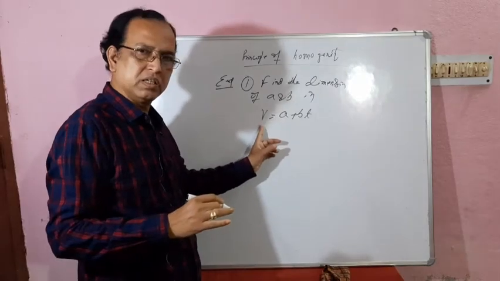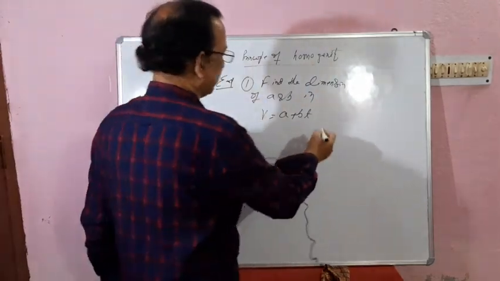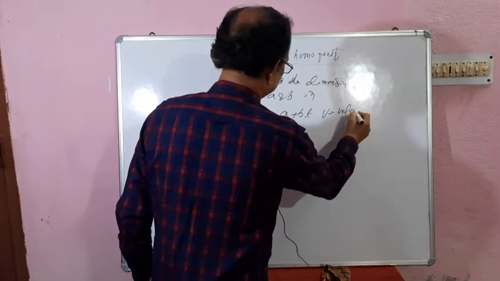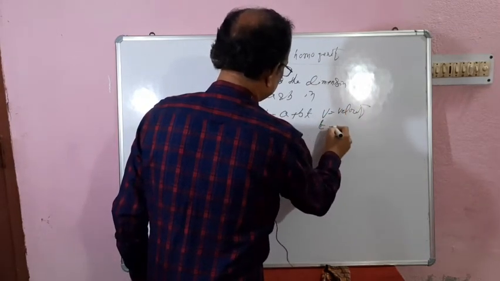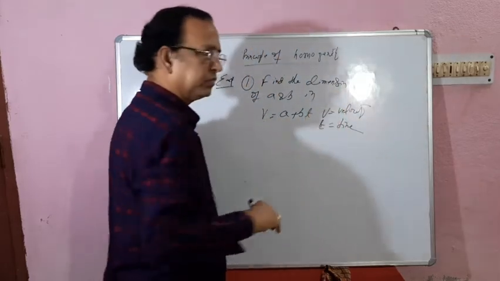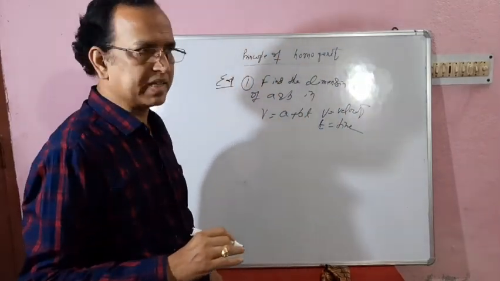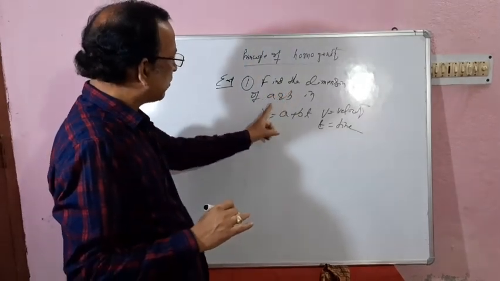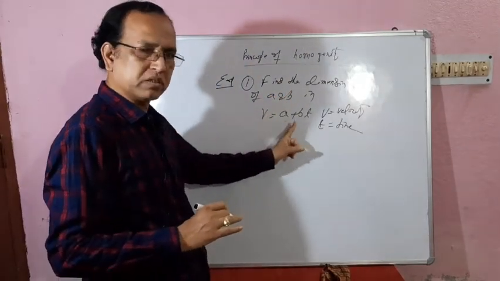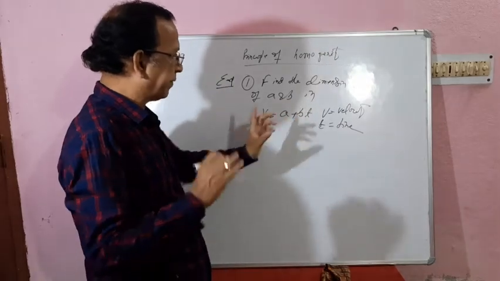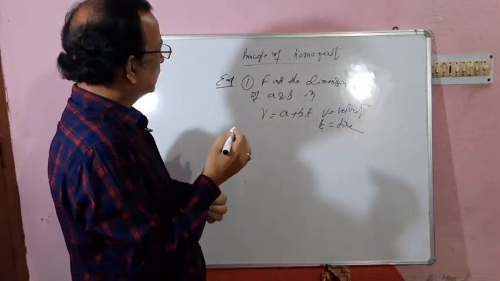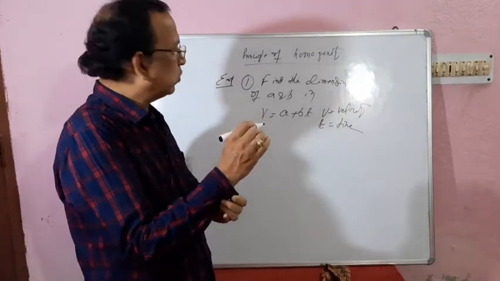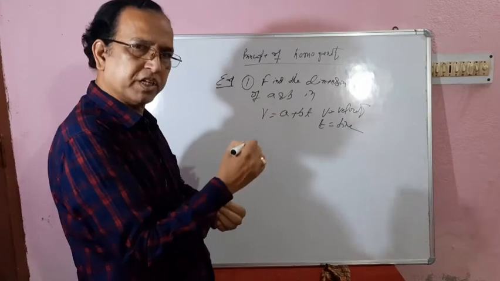What is v? v is velocity, t is time. Okay, v is velocity, t is time. So we can find the dimension of A and B in this equation, v is equal to A plus Bt. Now we can find out the dimension of A and B with the help of the principle of homogeneity.